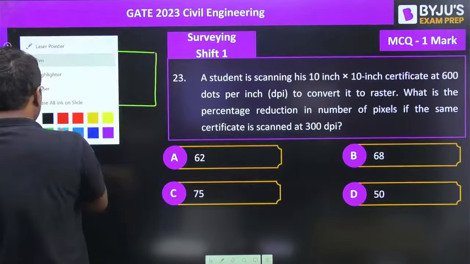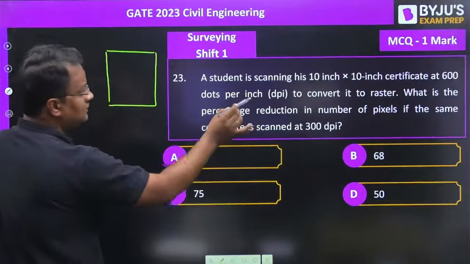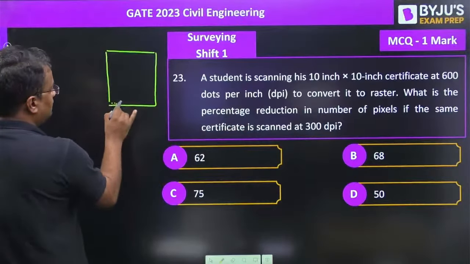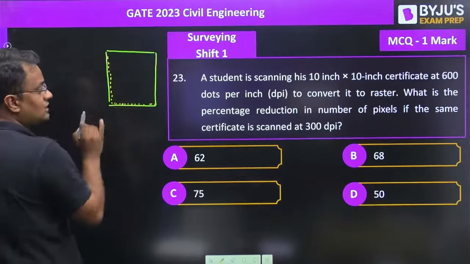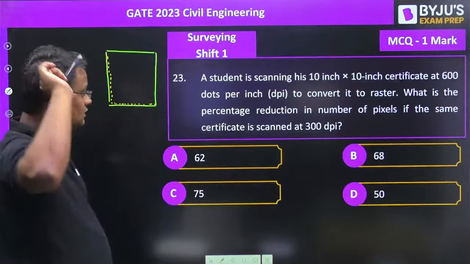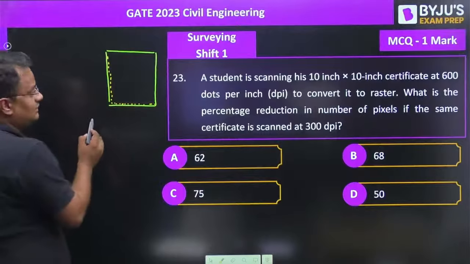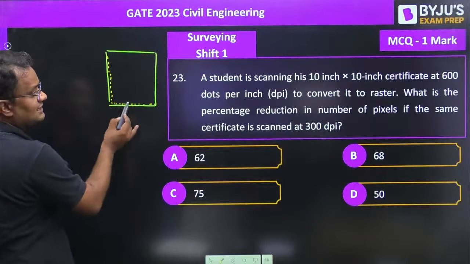And in every inch, what are the dots per inch here? 600. 1, 2, 3, 4, 600. Here also 600, like this. So how many dots here? What is the number of pixels here? Here there are 600 dots per inch.